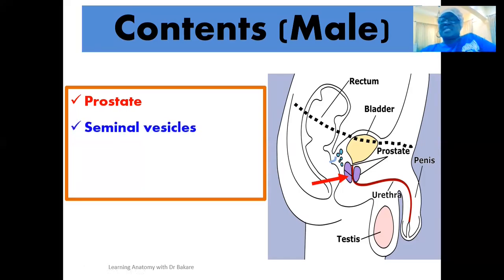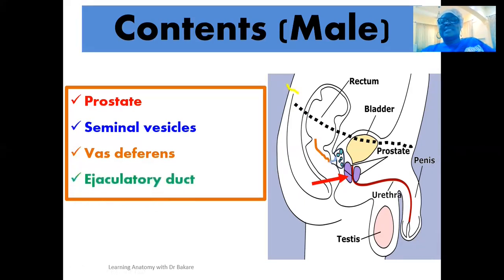Then the next structure is the seminal vesicle, and this is what is captured here in blue. This seminal vesicle also releases its secretion into the semen. We also have the vas deferens. This is what is highlighted here at this point. This is what is bringing semen from the testes. And at this point, you see it connecting with the duct of the seminal vesicle, where it now becomes the ejaculatory duct. And this is the ejaculatory duct here, highlighted in yellow.